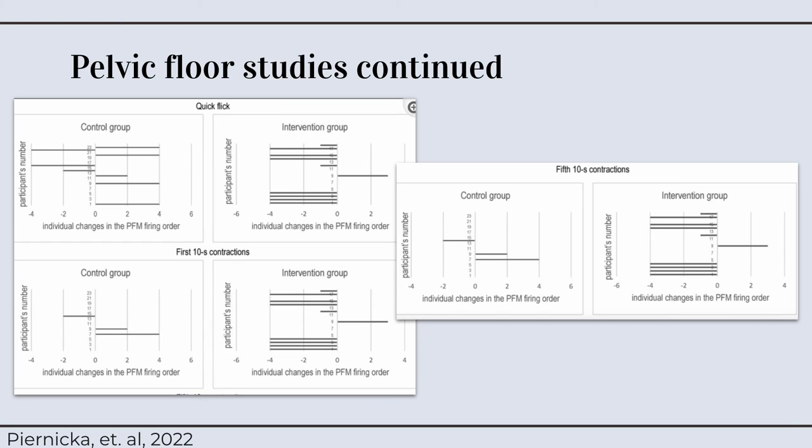This chart shows individual changes in the firing order of the pelvic floor muscles in the intervention and control group. A positive result is the reduction in the individual value, which translates into earlier activation of pelvic floor muscles and results in a better technique of said performed exercises. The first and 5th 10-second contractions showed a statistically significant improvement in the intervention group.